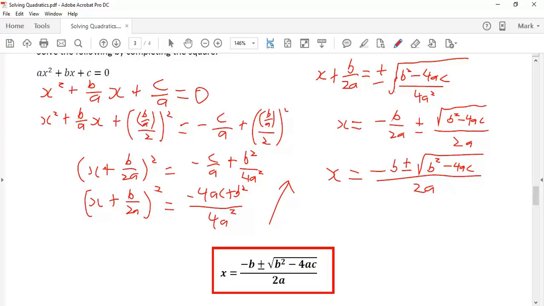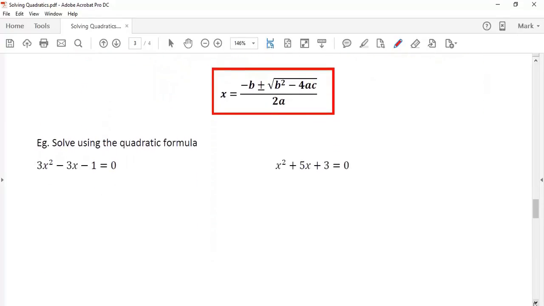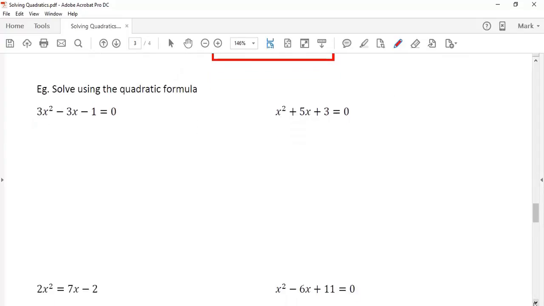Alright, so now we're going to focus on how to actually use this equation. So remember, the a is whatever's in front of the x squared, the b is the coefficient of x, and c is just a constant term. So just say, if we're given this question, 3x squared minus 3x minus 1. So our a is going to be the 3. Remember, you got to take the sign with it. So b is going to be negative 3, and c is just going to be negative 1.